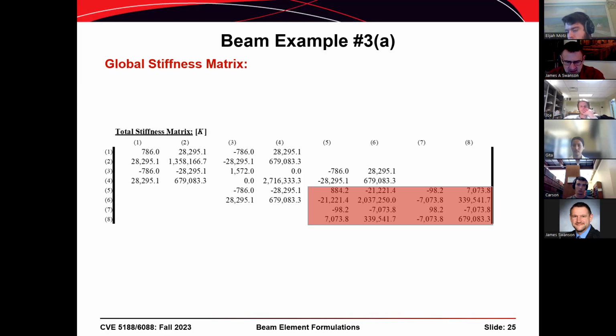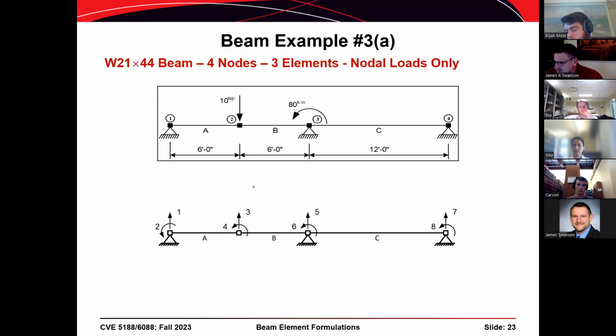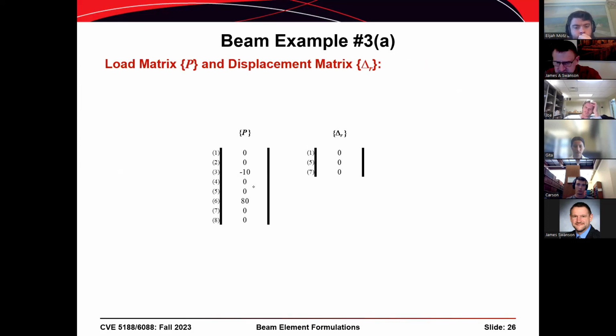Now, when we look at our loads on this, we have a 10 kip force applied corresponding to degree of freedom number 3, but it's in the opposite direction. So that'll be a negative 10 kips. We have an 80 kip inch moment applied corresponding to degree of freedom number 6, and it's acting in the same sense, so it will be a positive value. So when we look at our load matrix, then the P matrix that I have here would look like that.